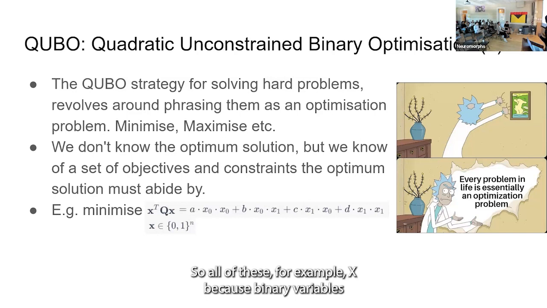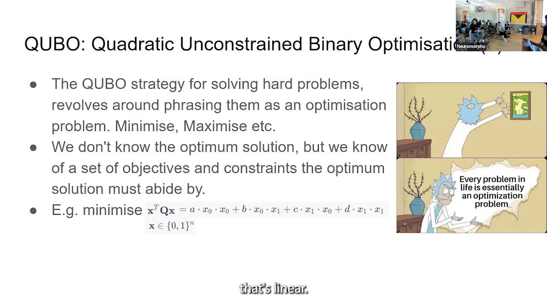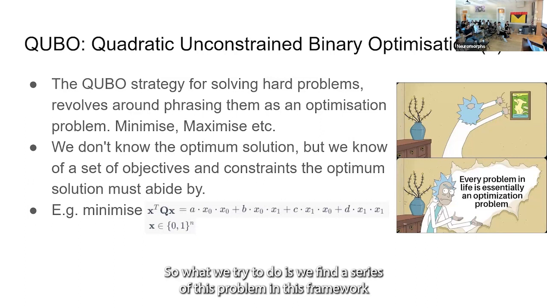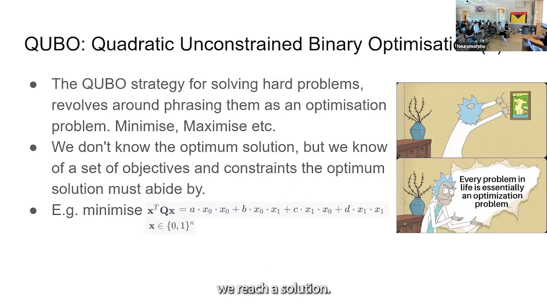So all of these, for example, x, these are binary variables. And we also only work with quadratic interactions and linear interactions here. This is linear because if this is a binary variable, we get the product, and that's linear. So what we try to do is phrase every problem in this framework and phrase it so that once this equation is minimized, we reach a solution.